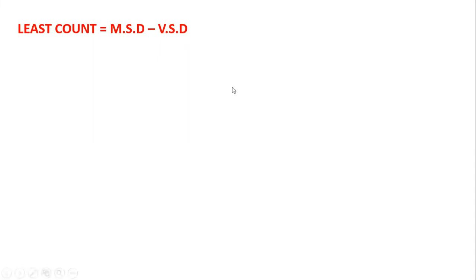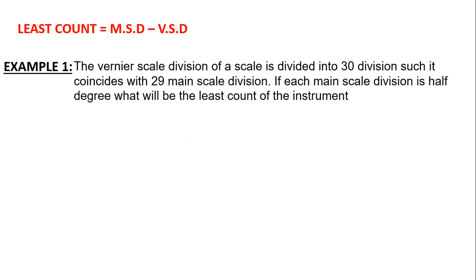Okay, so this is also the formula of least count. Now, what is MSD and VSD? That I will just let you know by a numerical. So everyone be ready with your notebooks, one pen, so that you can just calculate certain things. So the question states that the vernier scale division of a scale is divided into 30 divisions such that it coincides with 29 main scale divisions.